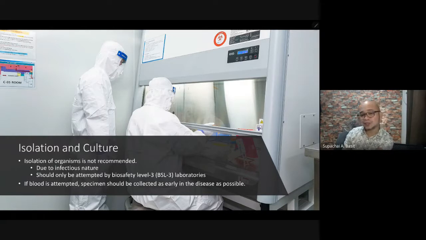It means that you are in complete PPE and you are processing it in BSL 3 laboratories in a negative pressure room. It is highly infectious. Imagine Dr. Howard Taylor Ricketts even died. Huh? Dr. Ricketts, sino si Taylor Francis? Dr. Ricketts even died from rickettsial infection itself. If blood is attempted, specimens should be collected as early in the disease as possible.